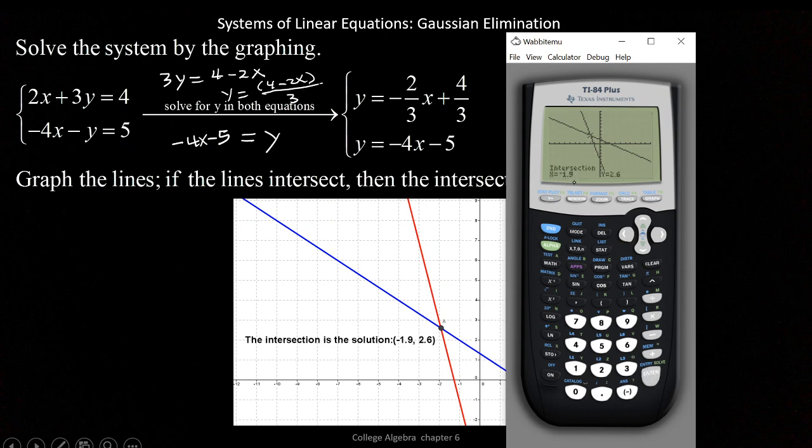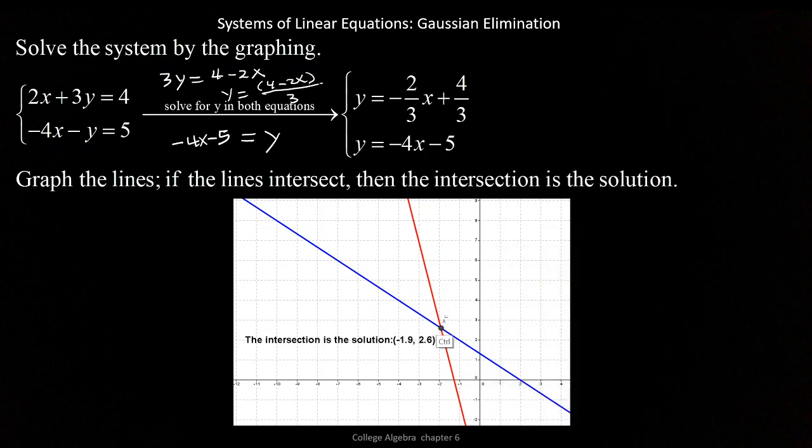So negative 1.9 and 2.6 are the solution. They're the solution for this system. Okay, those are the solution for this system. So that's how we do it, by graphing. We can actually graph. All right.